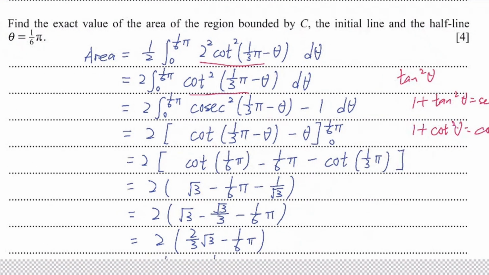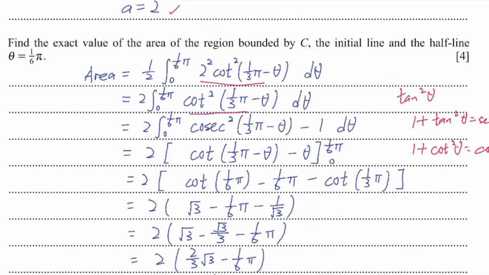Okay, so with that, what we will obtain here is that cotangent squared can be changed to cosecant squared minus 1. We're using the fact that when we integrate cosecant squared x, we are getting a negative cotangent x from here.